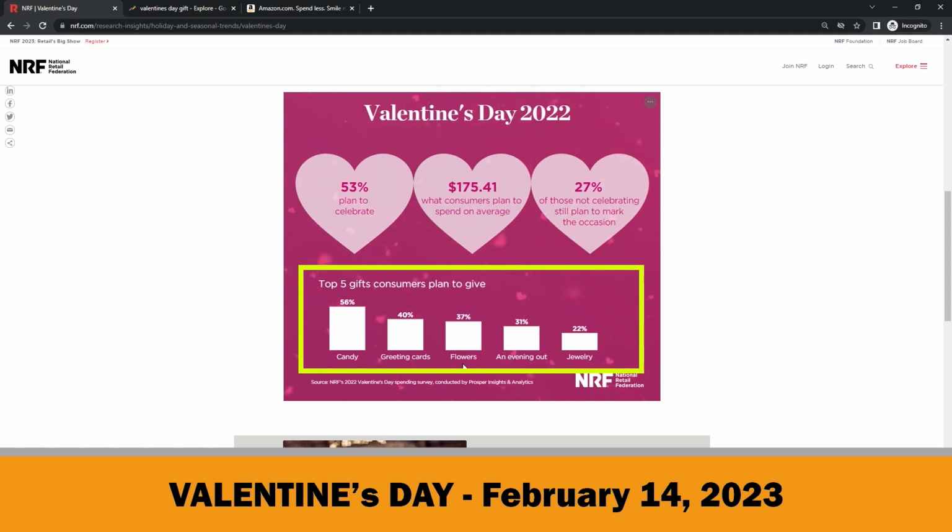Even though books and journals are not at the top of the list of gift choices for lovers, I know from my previous year's experience that it's a huge niche, and some KDP low-content publishers make a lot of money around this special day.